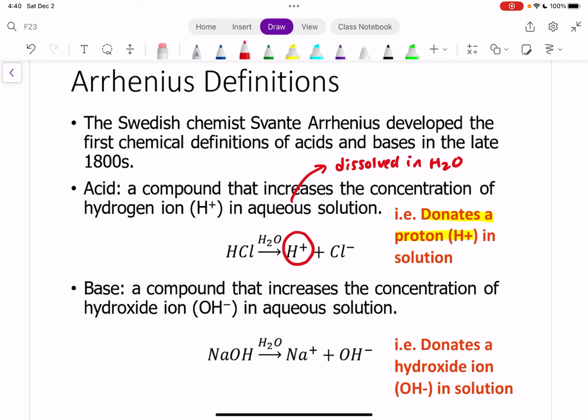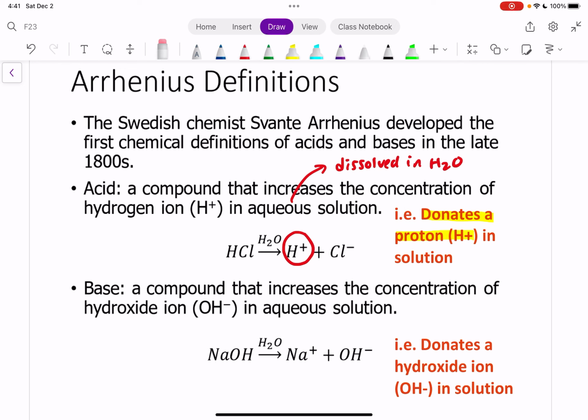Arrhenius also had a definition for bases. He said that a base was a compound that increases the concentration of the hydroxide ion in aqueous solution. So remember, hydroxide is one of those polyatomic ions that you needed to memorize, OH-. So he said that any base is going to be able to increase the concentration of this hydroxide ion. And you can see this again. This is sodium hydroxide, one of our common bases that we often use, and you've used it before in lab. And again, we're dissolving it in water, so getting into an aqueous solution.